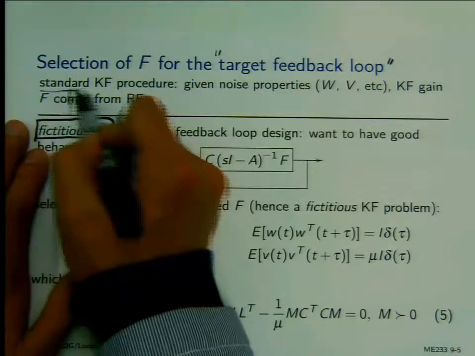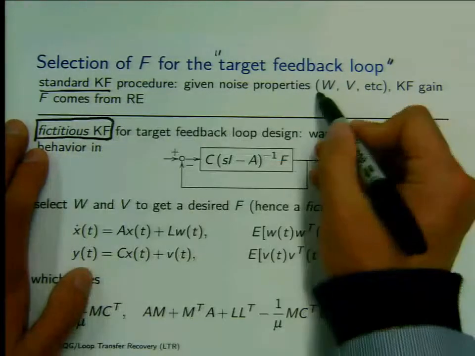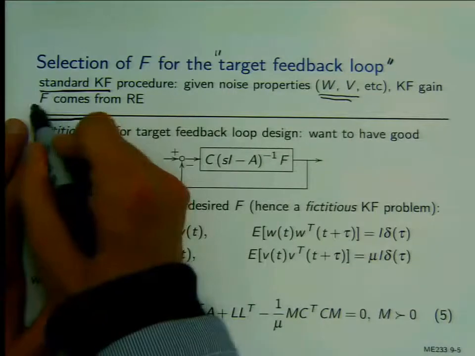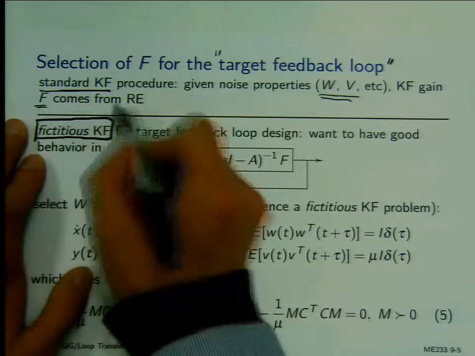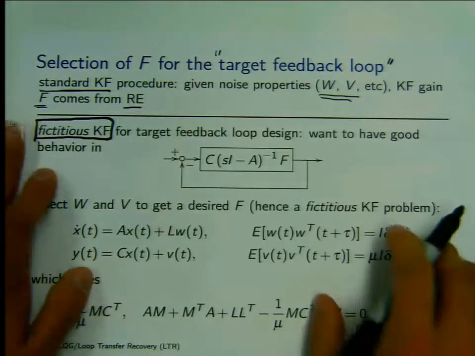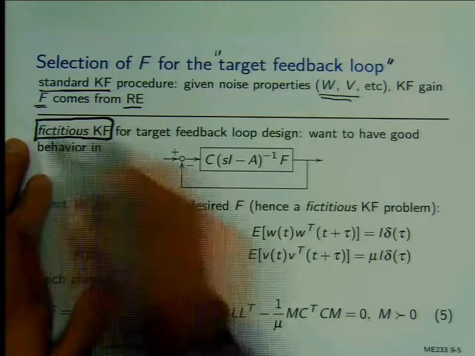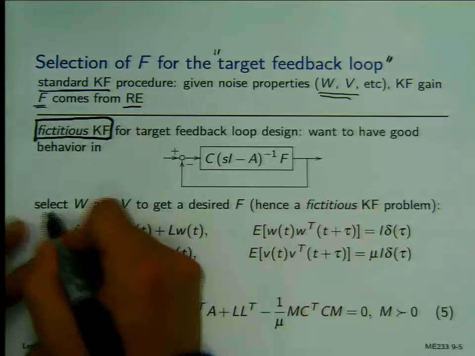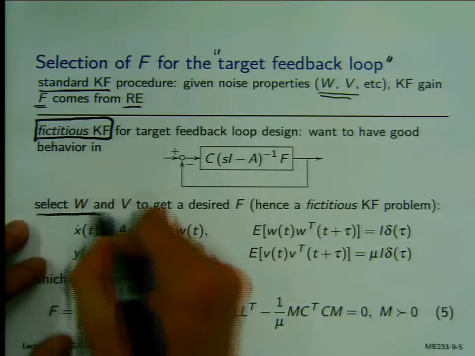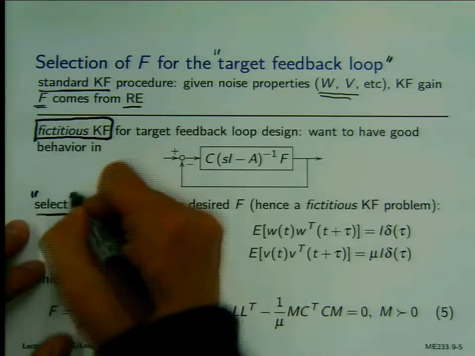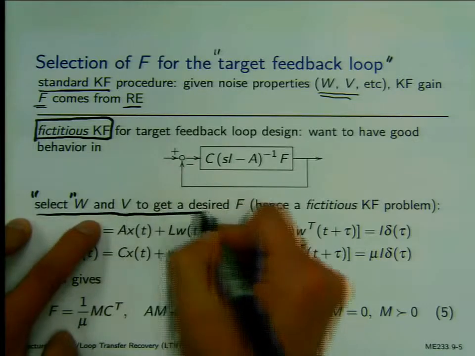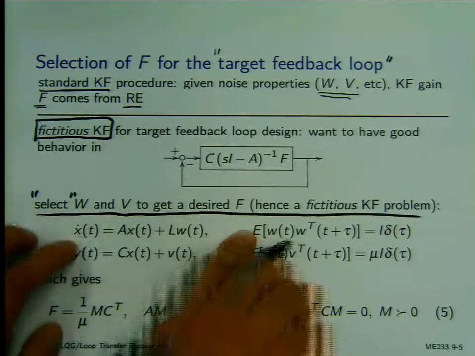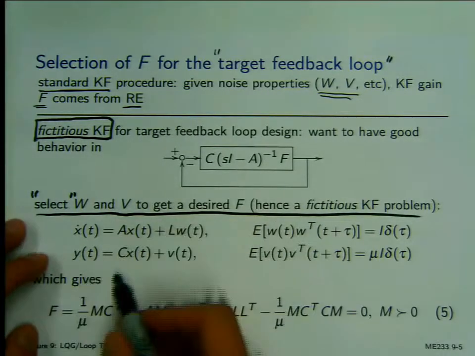For a conventional Kalman filter, we have the noise properties, W and V, which is going to give us F. So we don't have a choice on F. F comes from the Riccati equation. But in the fictitious Kalman filter problem, we want to design, here is the key sentence, select the noise properties to get a desired F. Okay? So interpret this very carefully.